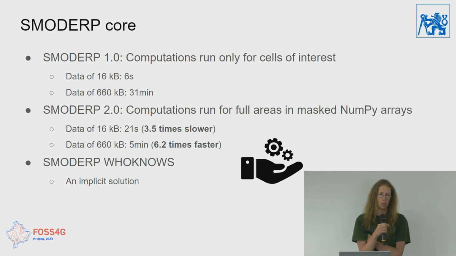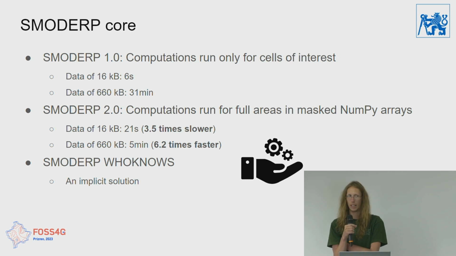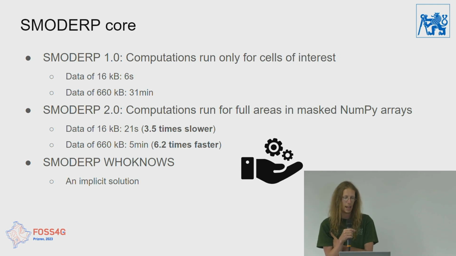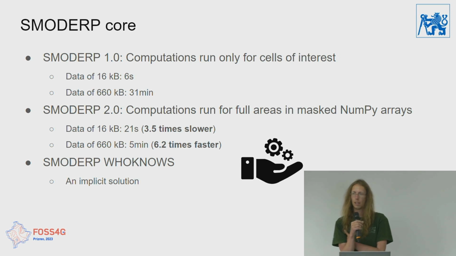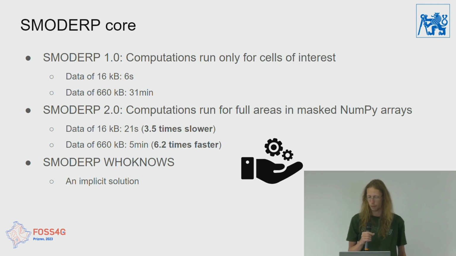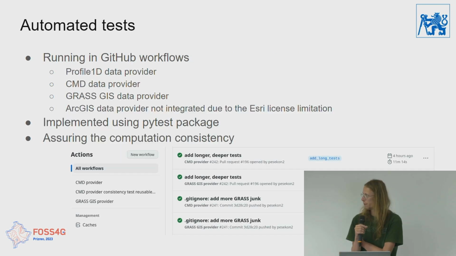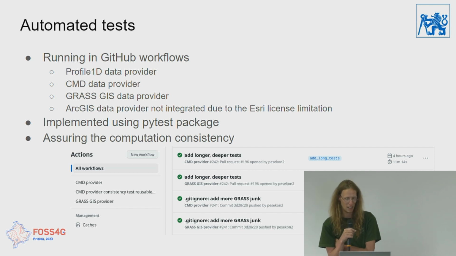Then there is SMODERP Who Knows, which is maybe a new version, maybe not. It's working with an implicit solution of the equations. And we firstly have to find out how is the stability of the computations and how did it get faster or slower, and then we will decide if that was just a dead end of the SMODERP evolution or if it really makes sense. That's done by colleagues from the University of Chemistry or something like this.